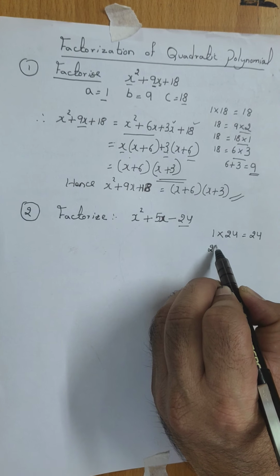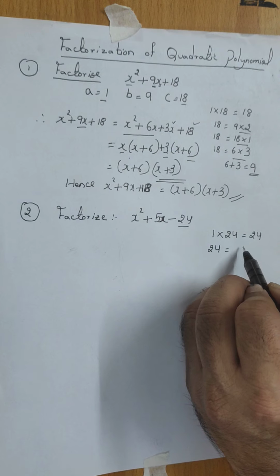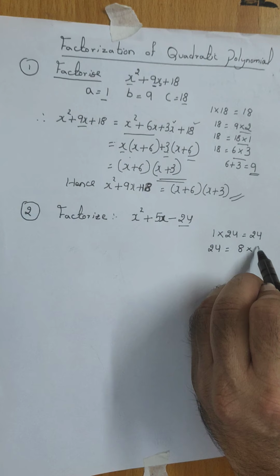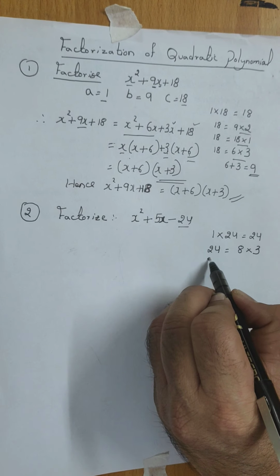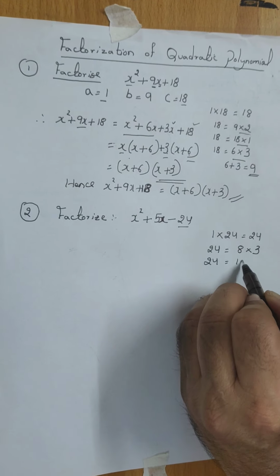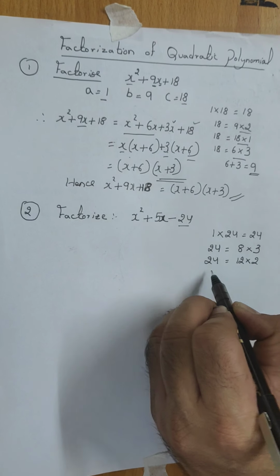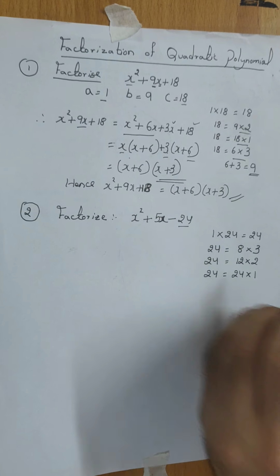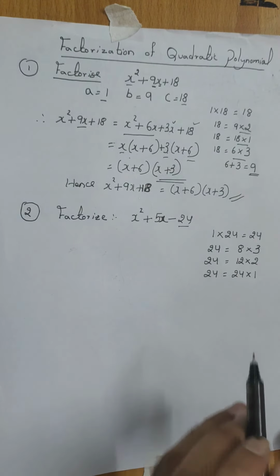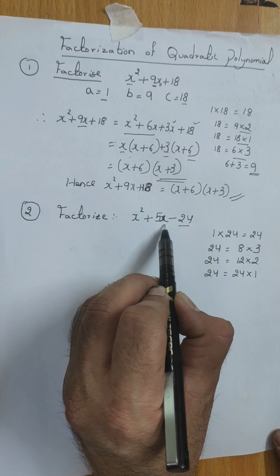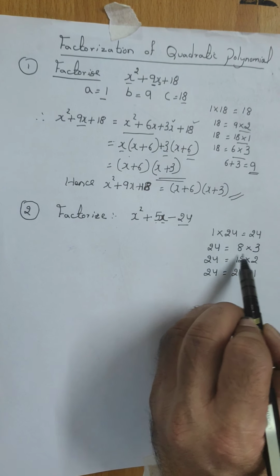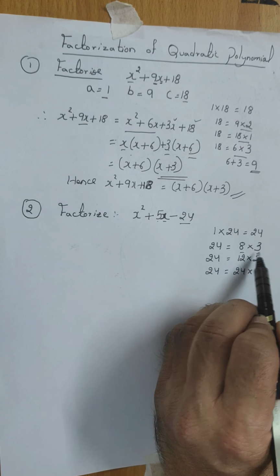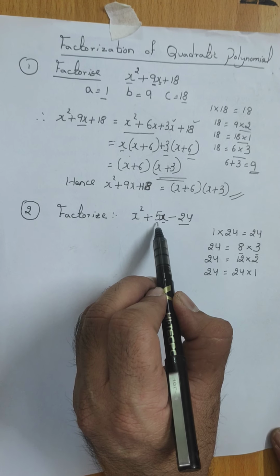Now tell me, I can write 24 as 8 into 3, or I can write 24 as 12 into 2, or 24 as 24 into 1, right? Now I have to split. In the middle term, the coefficient of x is 5. Now I have to take any two factors so that if I add or subtract, I should get the middle one, that is 5 here.